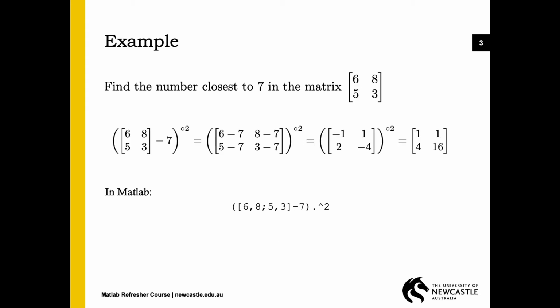So if we have this matrix here, 6, 8, 5, 3, and we'd like to know which number here is closest to the number 7, we can subtract 7 off every number, and then we'll square every number in the matrix, and then we end up with the matrix 1, 1, 4, 16. So the lowest values in this matrix were the numbers in the original matrix that were closest to 7. So 1 and 1. So 6 and 8 were the closest numbers to 7.